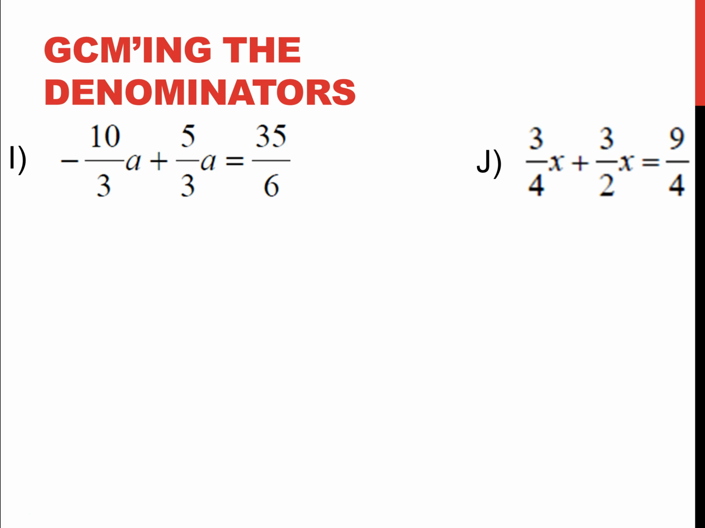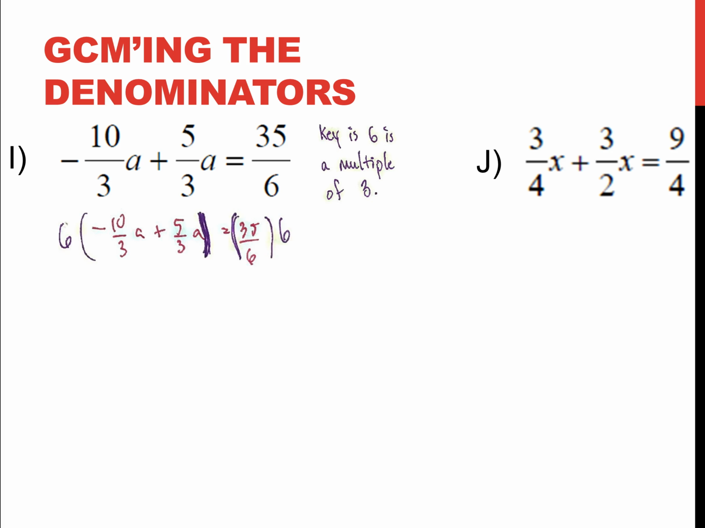3's and 6's at the bottom don't like. So the key is that 6 is a multiple of 3. And I can multiply each side times 6. And when I do that on the left-hand side, I see that the 3 cancels with the 6, and I know that 6 divided by 3 is 2. So I get negative 10 times 2 times A plus 5 times 2 times A equals just plain old 35, because the 6 that you're multiplying cancels with the 6 that you're dividing the 35 with.